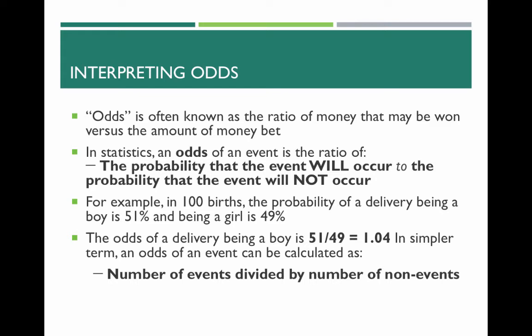So in simpler terms, the odds of an event can be calculated as the number of events divided by the number of non-events.